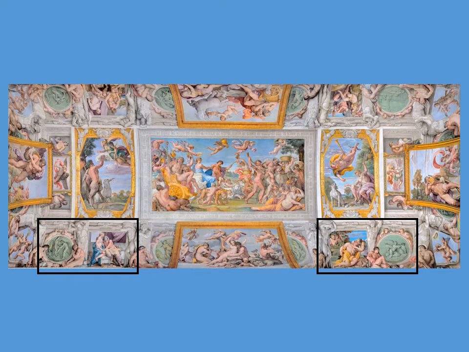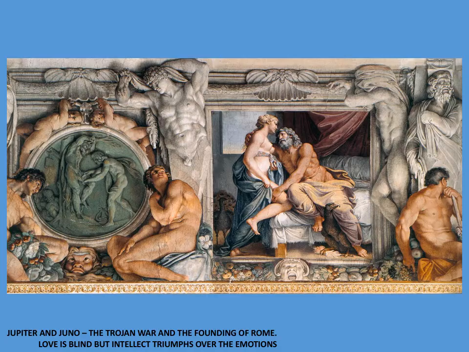So now we'll move on to Jupiter and Juno, and Diana and Endymion, both highlighted here. Opposite the scene of Venus and Anchises, who represent the founding of Rome, we have Jupiter and Juno, both a farcical tale of married love and another opportunity to promote the resilience and glory of Rome's founding. The story is derived from Homer's Iliad and Virgil's Aeneid.